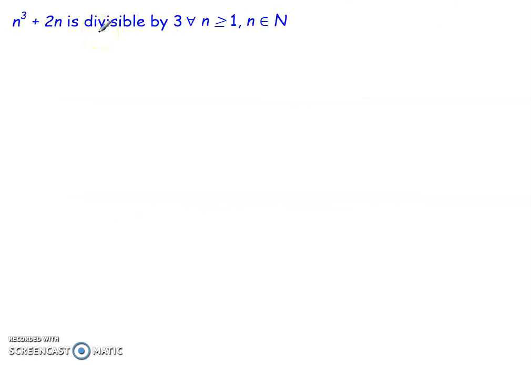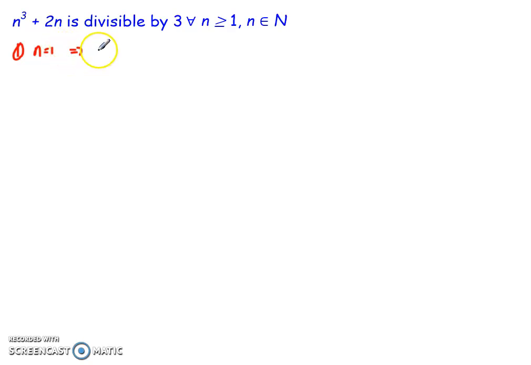So the first one, I want to prove that n cubed plus 2n is divisible by 3 for all n, where n is greater than or equal to 1, and n belongs to the natural set of numbers. So first thing I have to do, if you'll remember, is prove it for a set value. And in this case, what I'm going to do is prove it for n equals 1, the first value in the set of numbers it's valid for.